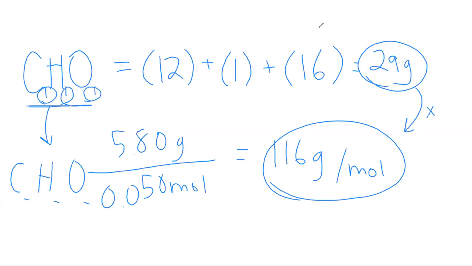So if we did 116 divided by 29, that comes out to be about 4. So we would have to do 29 times 4 to get our molecular formula's molar mass. That's why we're going to multiply our subscripts by 4 as well. So that's going to leave us with C4H4O4, and that's your molecular formula.